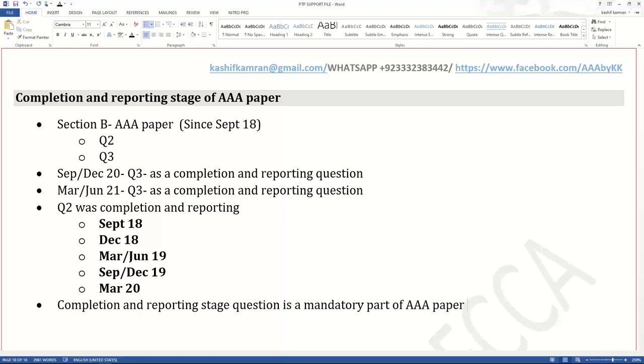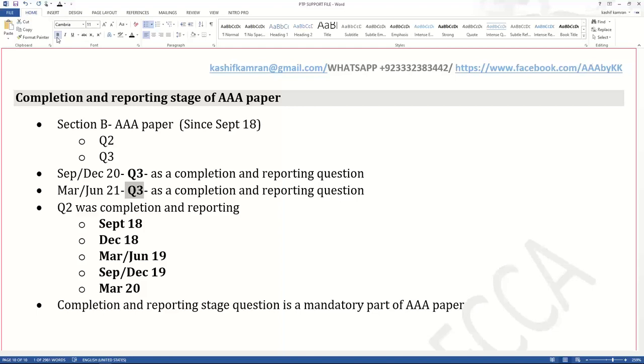The first question is a planning question, and the last question is a completion and reporting question, which is very logical. And the middle question, question number 2, can be from anywhere in the syllabus. The middle question can test any syllabus area. It can test other assignments. It can test ethical and professional issues.